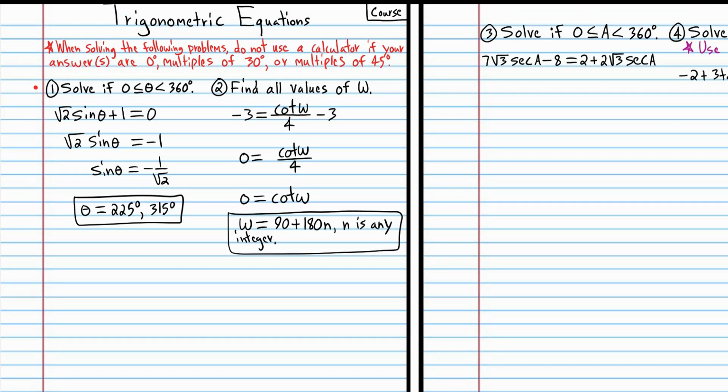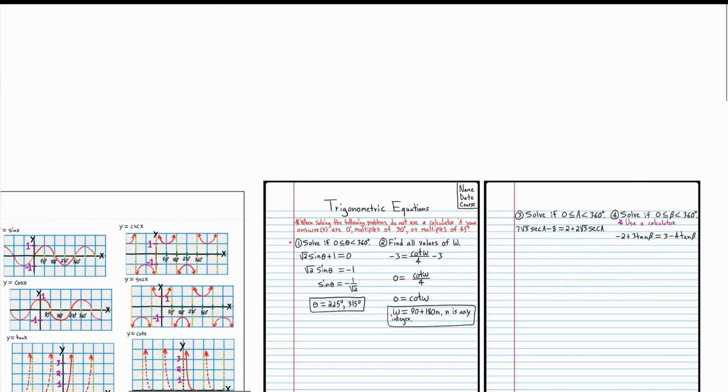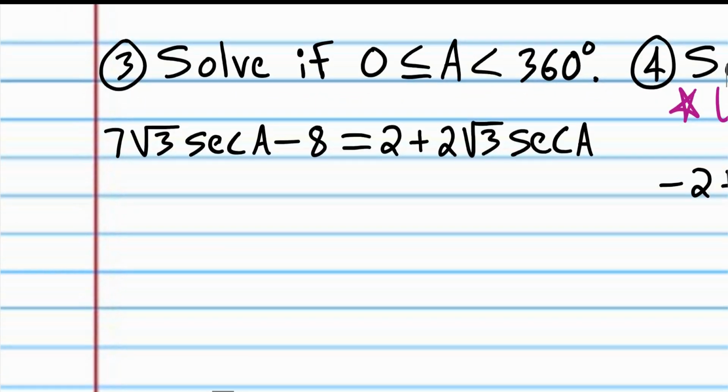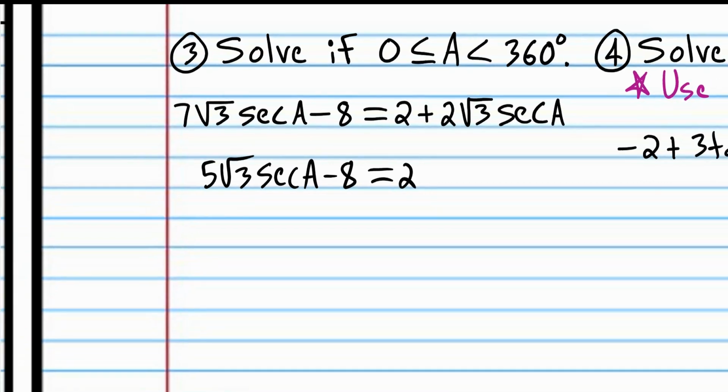Alright, so let's try number 3. We'll do a couple more of these before you try one on your own. In this problem, we have trigonometric functions on both sides of the equation, but that's okay. We're just going to put those together on one side of the equation. So I'm going to subtract 2 root 3 secant a from both sides of the equation. And I get 5 root 3 secant a minus 8 is equal to 2. So again, I subtracted this expression from both sides of the equation.